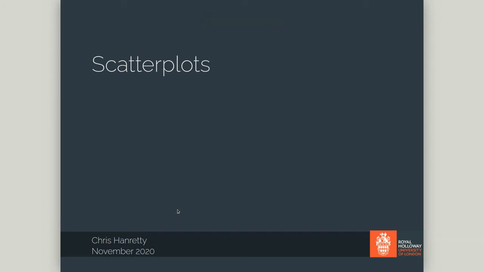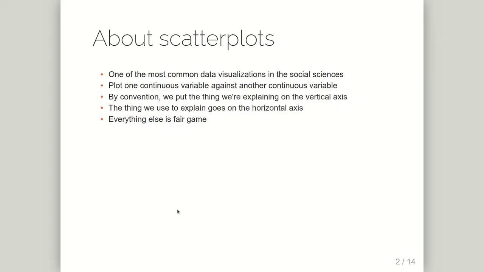Hi, this is Chris Enretti, and over the next 15 minutes I'm going to be showing you how to produce scatterplots in R. And scatterplots are one of the most common data visualizations in the social sciences. They're relevant whenever you've got two variables which are both continuous variables. So a continuous variable might be something like temperature, income, height. Could also be something more abstract, like levels of democracy.